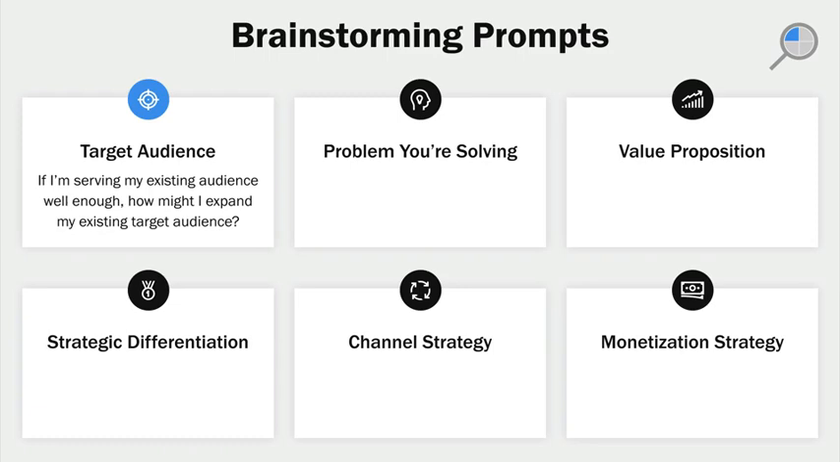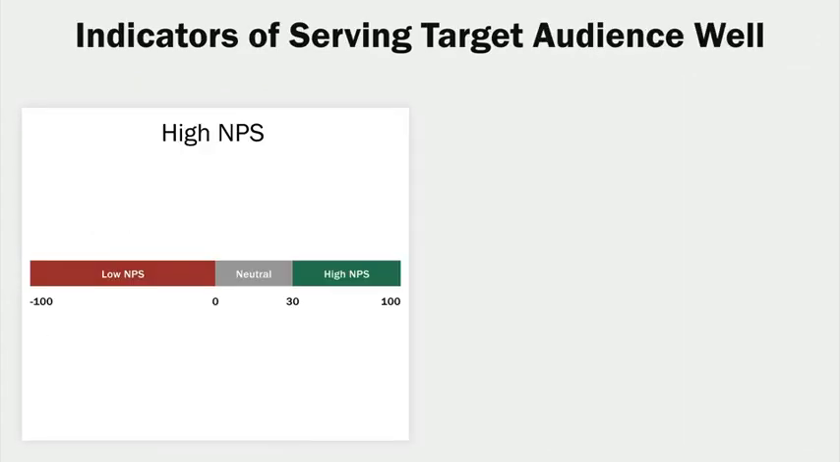The first part of the question is key, so as to not dilute your efforts across multiple audiences before first building a strong product for a core audience. Some indicators that you're serving your existing target audience well enough include high NPS. Exact definition of high NPS varies by industry and product, but 30 to 40 is often considered great.